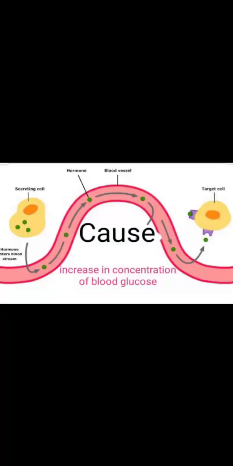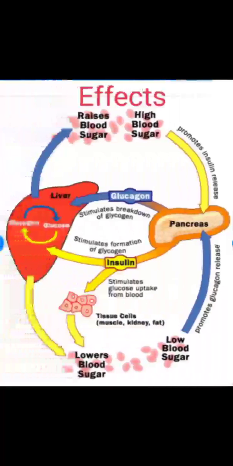So what are the effects of insulin on the body? Actually, it decreases the blood glucose concentration. How does it decrease the blood glucose concentration? It decreases it in three ways. Number one, it increases the permeability of the cell membranes to glucose, so increasing the rate of glucose uptake by the cells. Number two, it causes the conversion of glucose to glycogen.